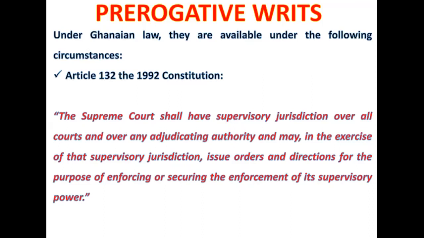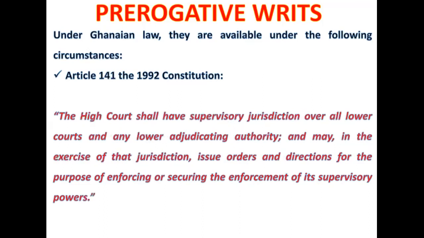Now, when you take a critical look at Article 141 and 132 of the 1992 Constitution, it appears that there's some overlap somewhere. For example, Article 141 gives the High Court supervisory jurisdiction over all lower courts and adjudicating bodies. And when you take a look at Article 132 of the Constitution, it gave the Supreme Court supervisory jurisdiction over all courts and adjudicating bodies.